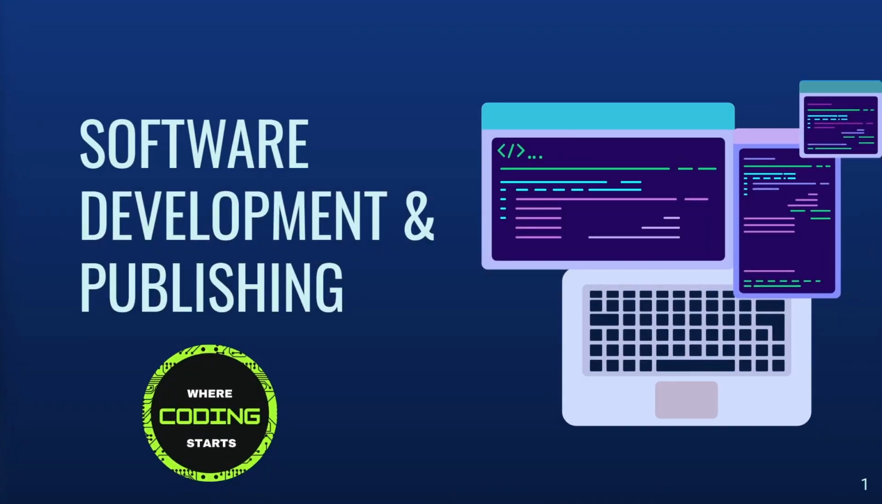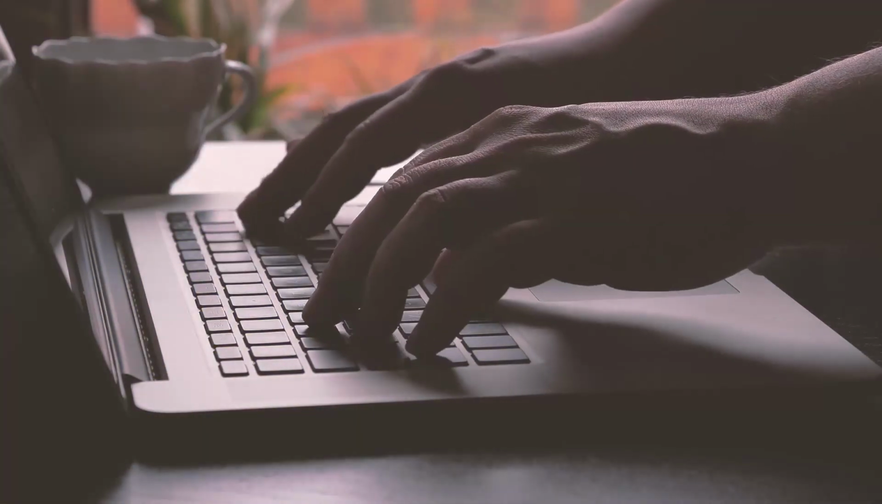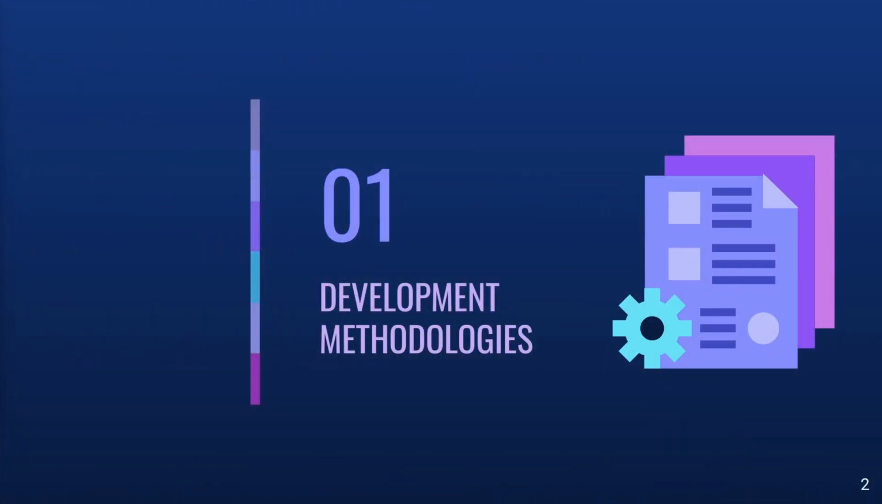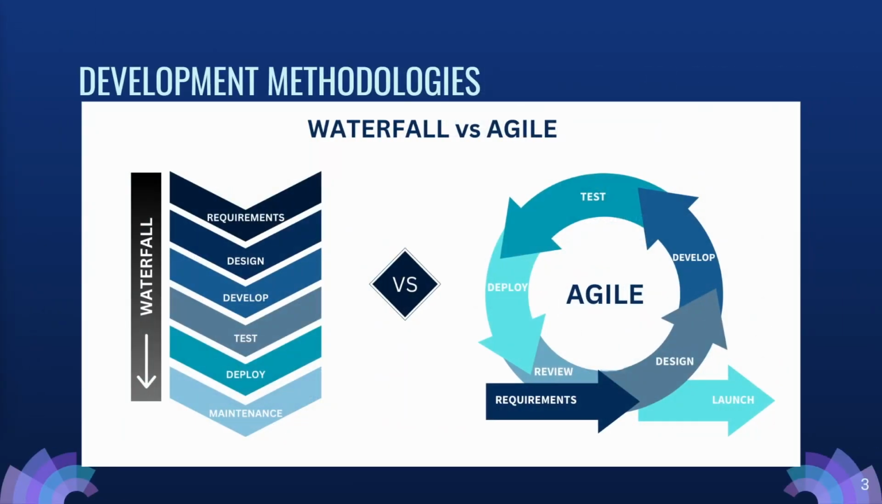In this video we will be talking about how to plan your software development and publishing. First, we have development methodologies. We have different methods we could take into consideration when developing your software, and the method depends on the software and many other factors like the time you have and the audience, the number of changes you will be doing to the project. One of the main methods are Waterfall and Agile.